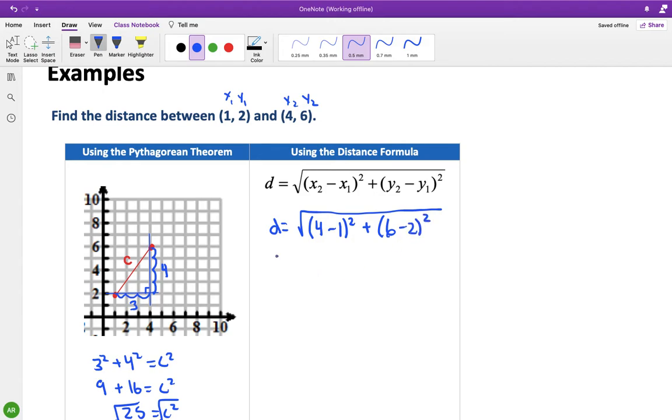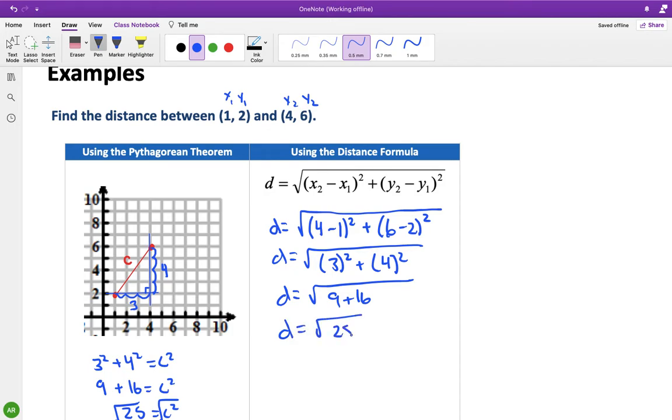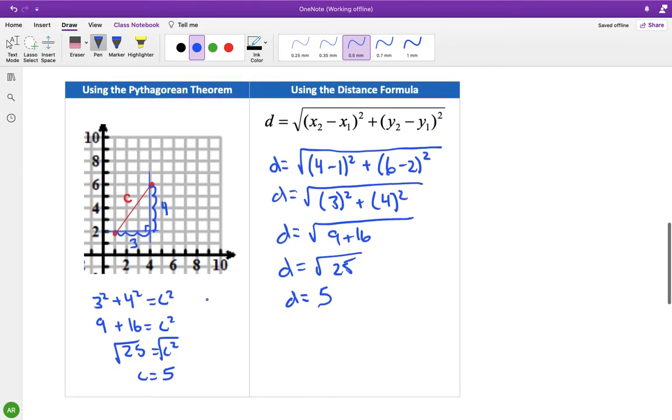Okay, so let's go ahead and simplify. So this would be 3 squared plus 4 squared. Now, if you look at this, these are really similar, right? Now D equals square root of 9 plus 16. D equals square root of 25. Look at that. The last step, we're doing the same thing, right? Square root of 25, square root of 25. D equals 5. Okay, so that's showing you can get the same answer using both techniques.